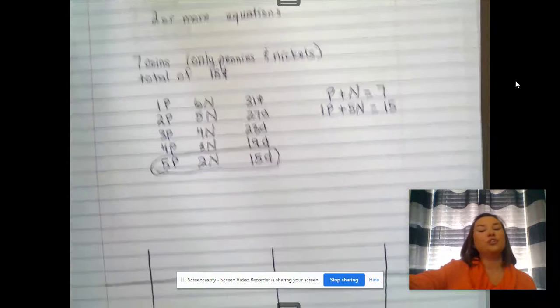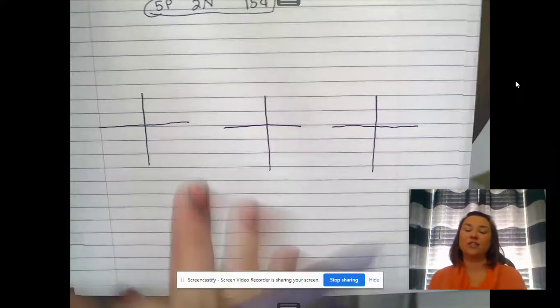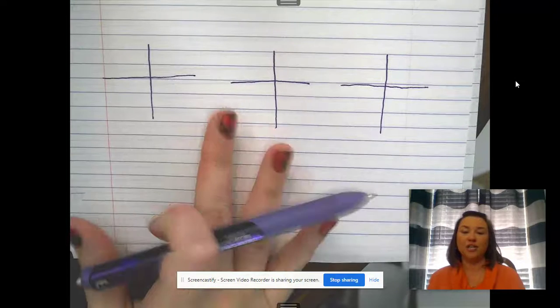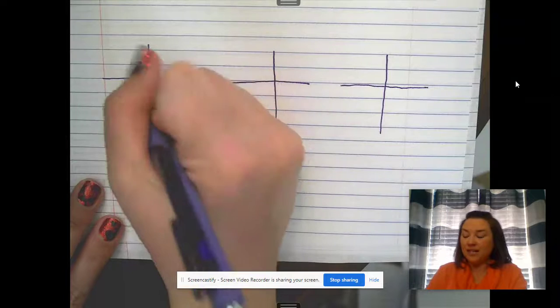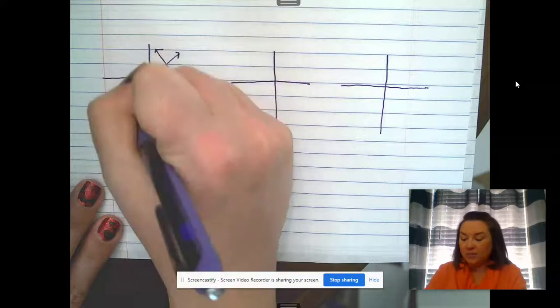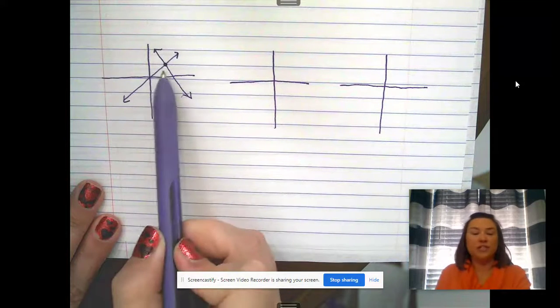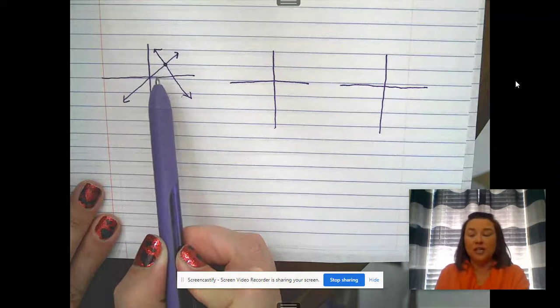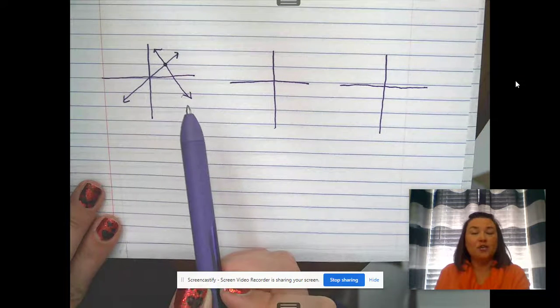So I want to show you the first method you're going to learn when solving a system of equations is graphing. And there are 3 scenarios that you could have. The first one is when you graph these lines, they could intersect at one spot, like so. That point of intersection is called the solution. So whatever the x value and y value is at this point would be your answer.